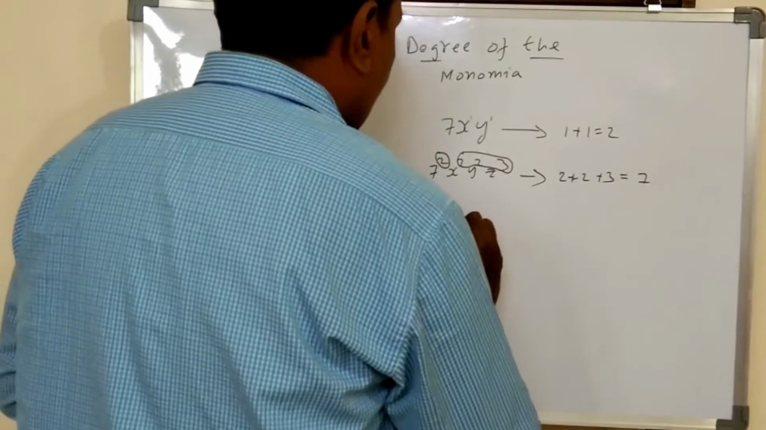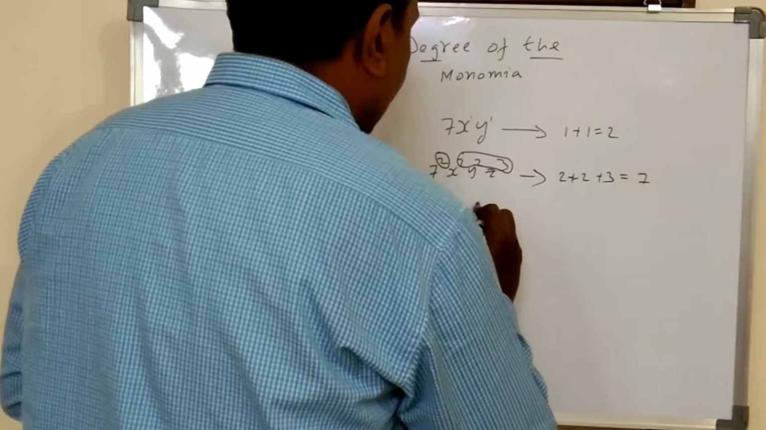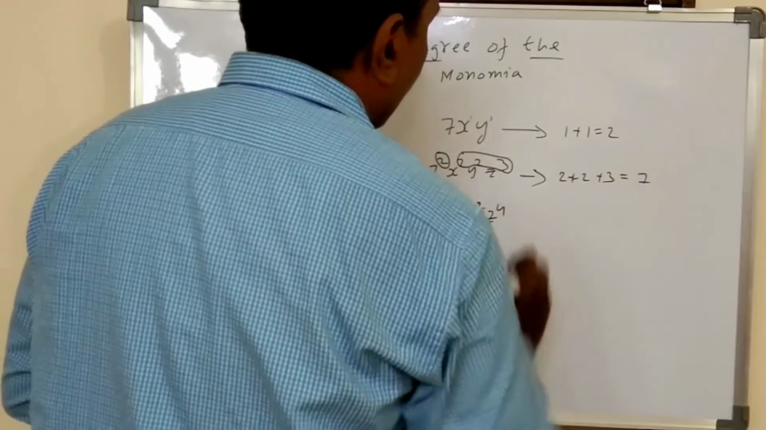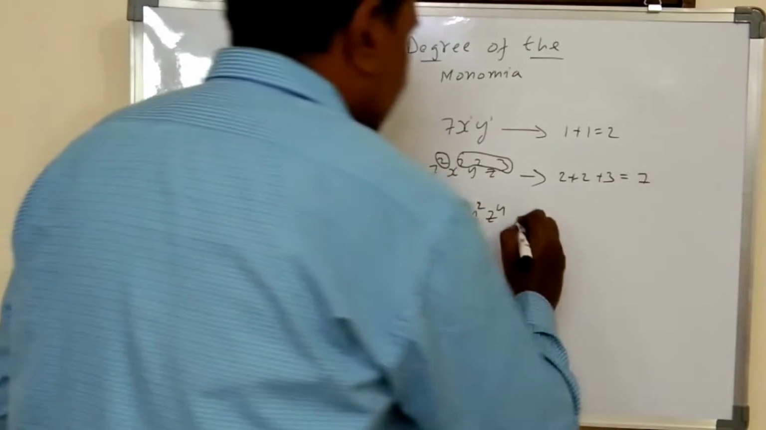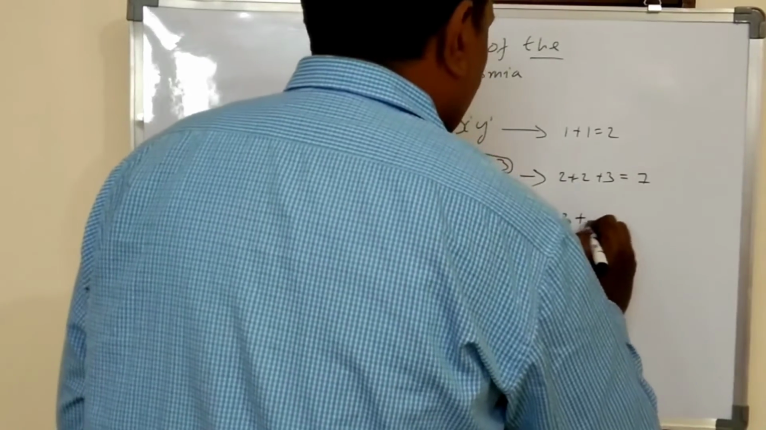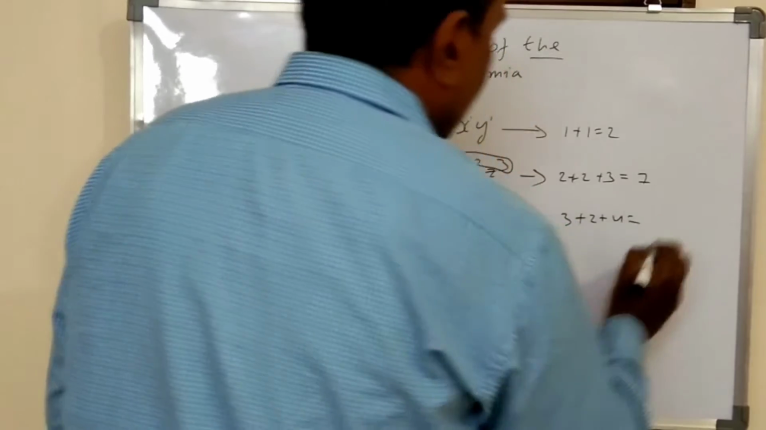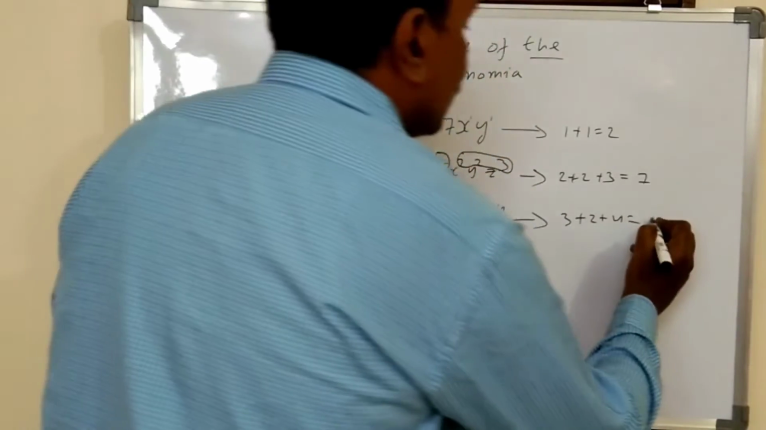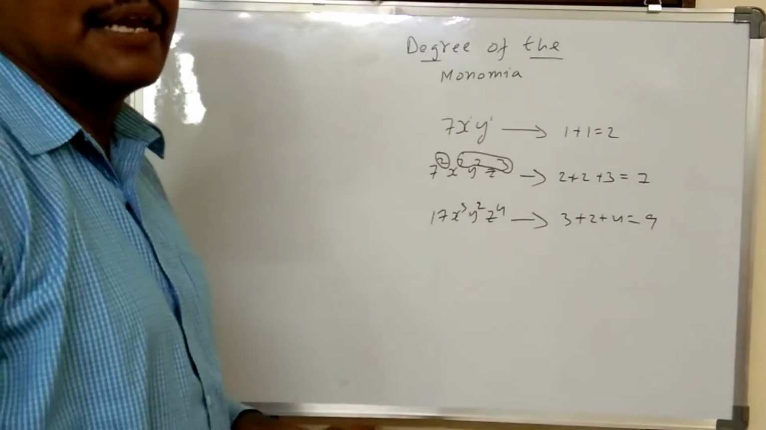17 x cube y square z power 4. What is the degree of this monomial? 3 plus 2 plus 4. 3 plus 2 is 5, so 9. So this is the degree of the monomial.